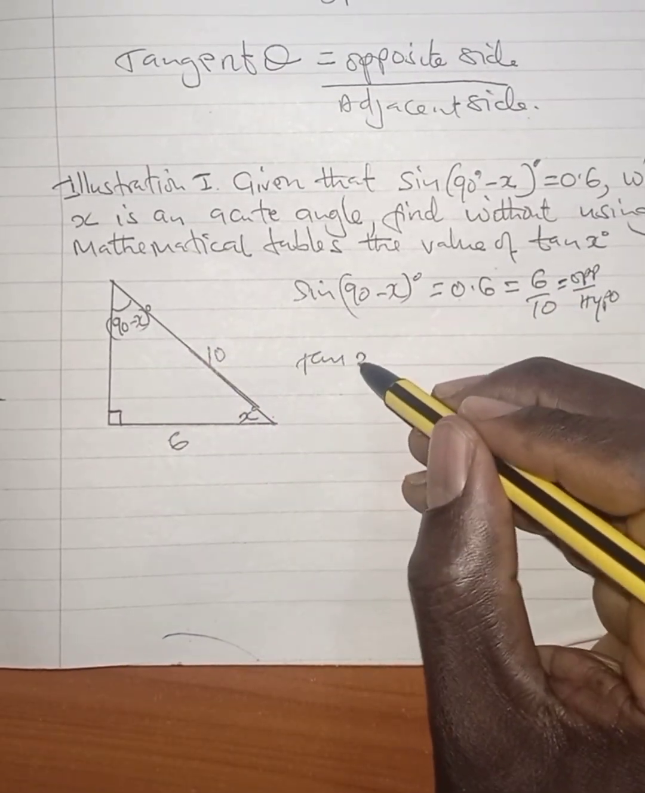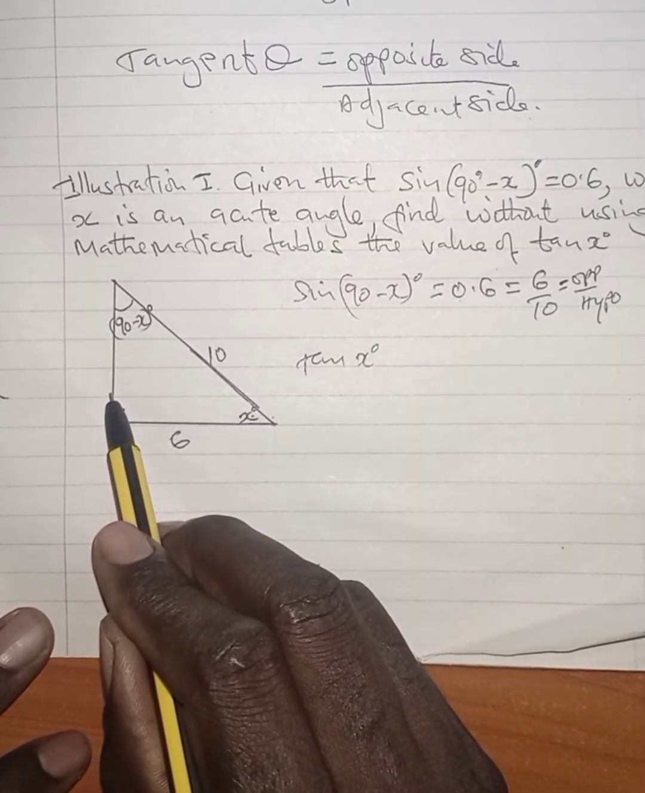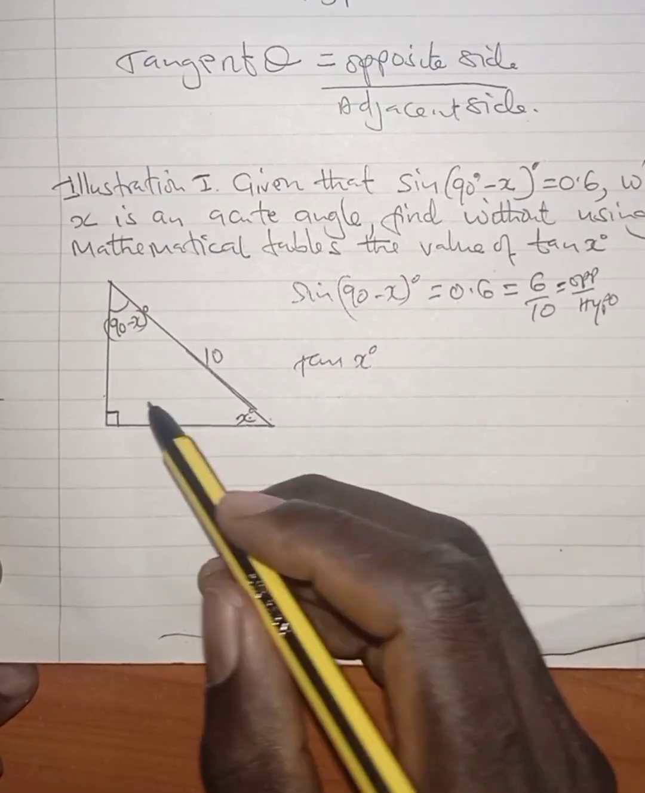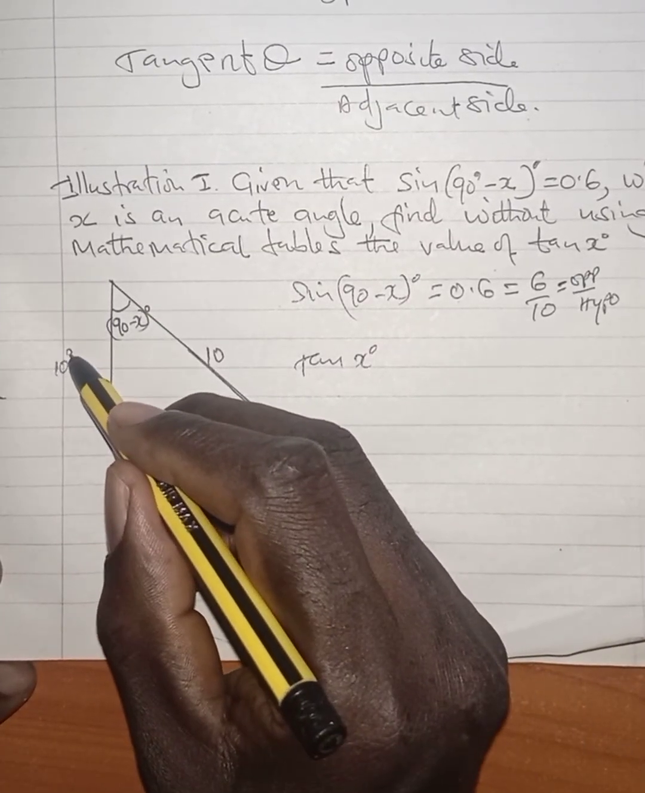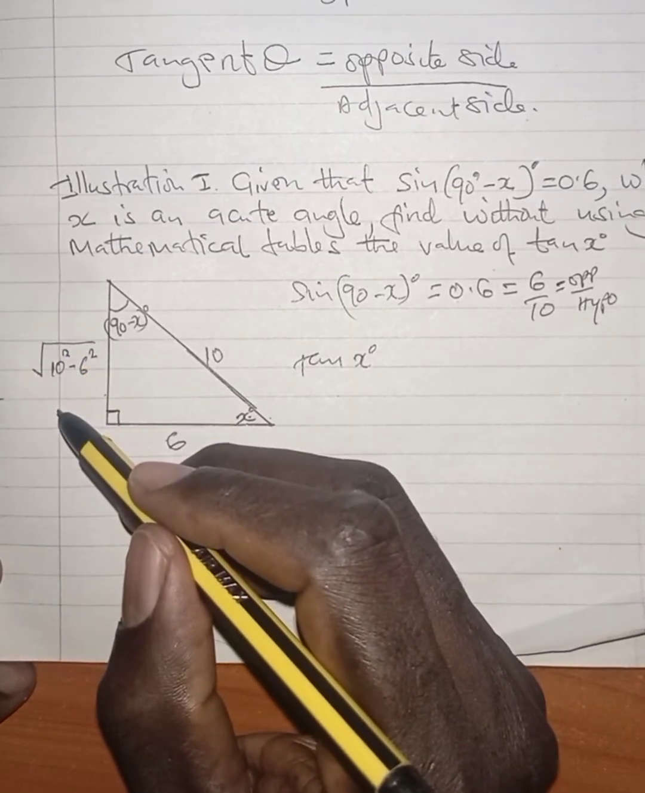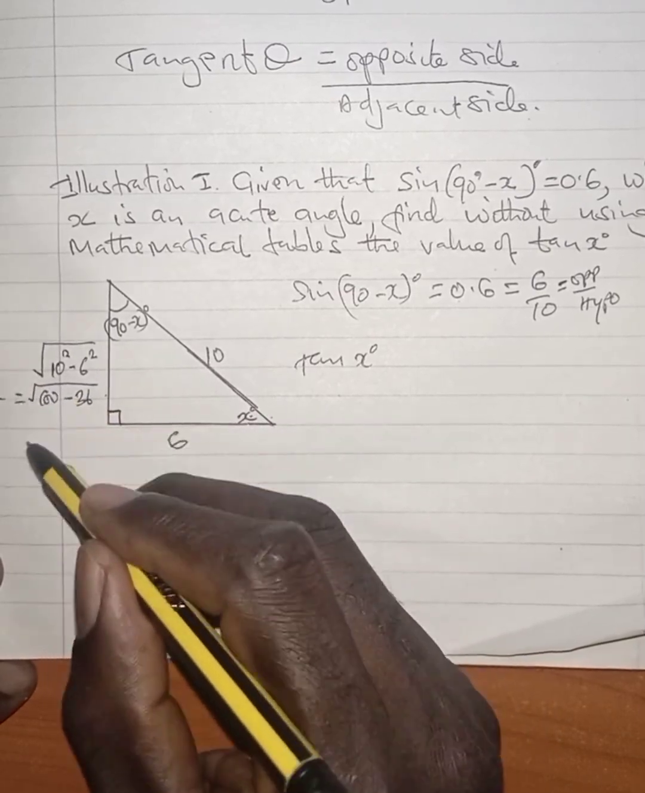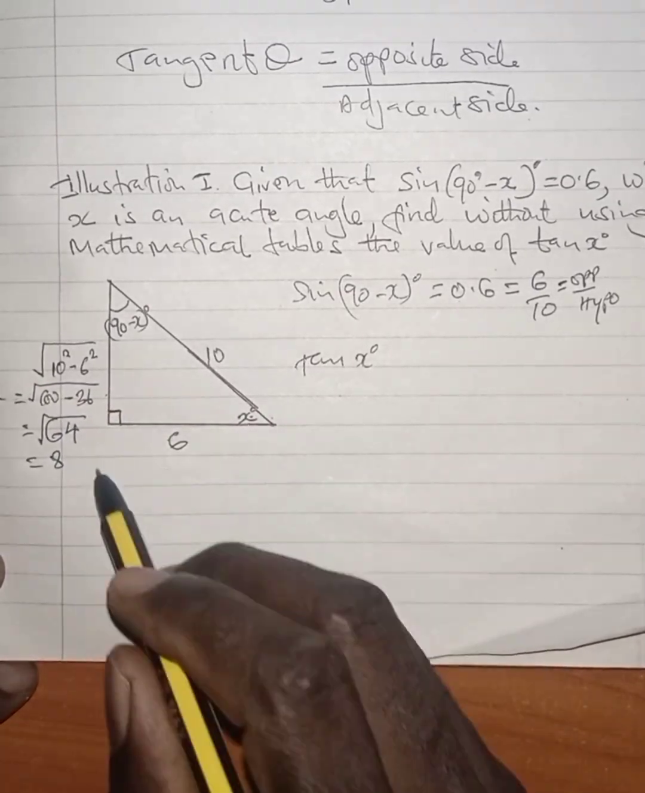For tan x degrees, we shall reference this side. So the opposite side shall be this one, while the adjacent side is this one. Now using Pythagoras theorem, we can find this opposite side. It will be 10 squared, the hypotenuse squared, minus this adjacent side squared, and then we get the square root. This gives us 100 minus 36, then we get the square root. This gives us 64. We get the square root of 64, which is 8, meaning that this side is 8.